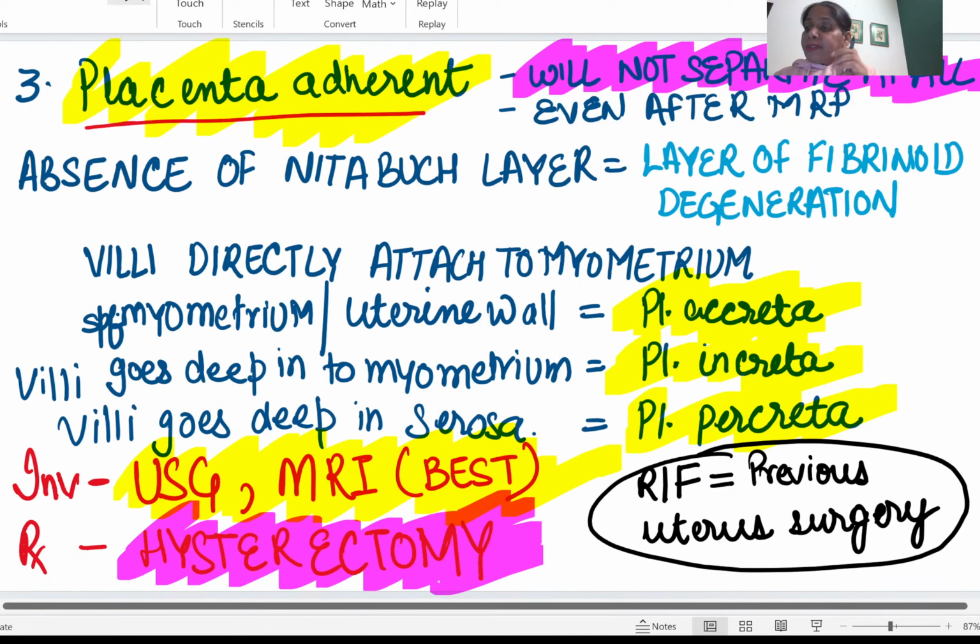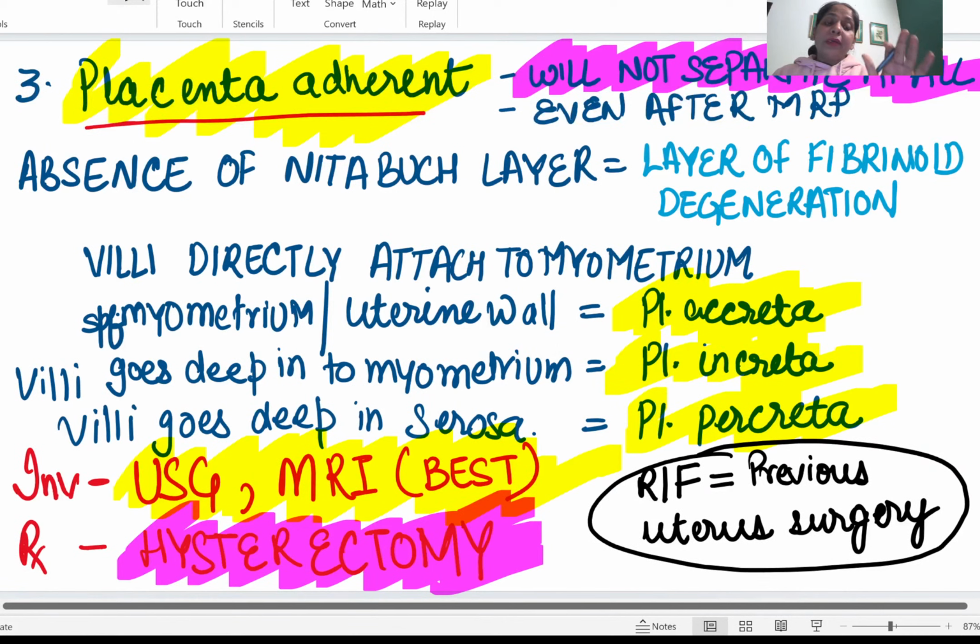Which investigations are done to diagnose adherent placenta? This was asked recently in the November 21 PYQ. Ultrasound and MRI both can be done. Most commonly done is ultrasound and the best is MRI. What is the treatment? Its treatment is hysterectomy. We cannot remove this placenta. There are two or three more treatments, but at your level you have to learn that its treatment is hysterectomy.